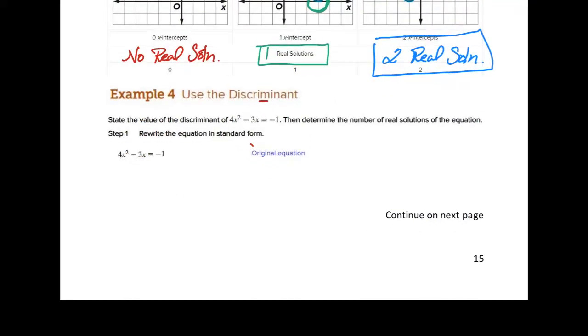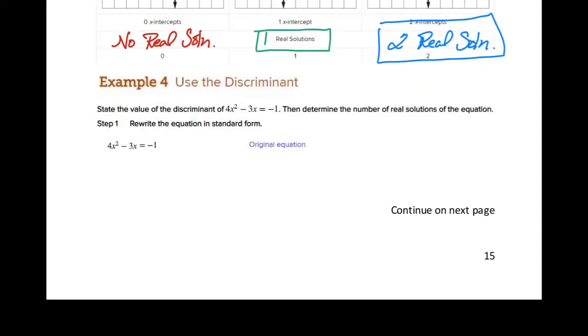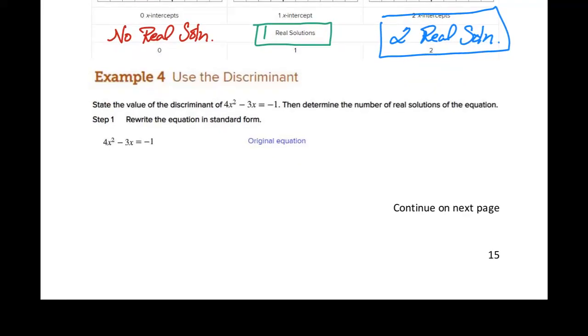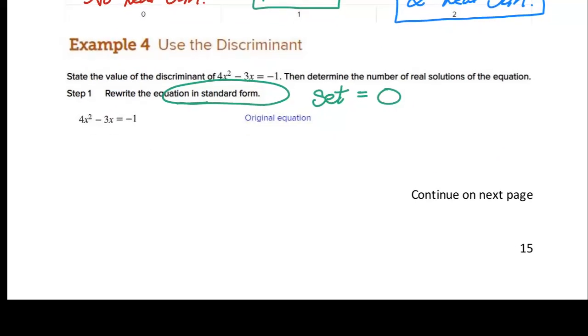It says, state the value of the discriminant of 4x squared minus 3x equals negative 1. Then determine the number of real solutions. All right. First of all, you have to set it equal to 0. It has to be written in standard form. Set equal to 0. Okay? Set equal to 0.